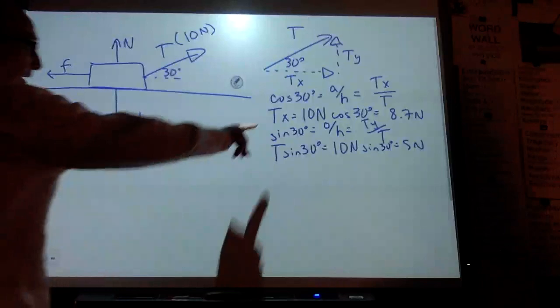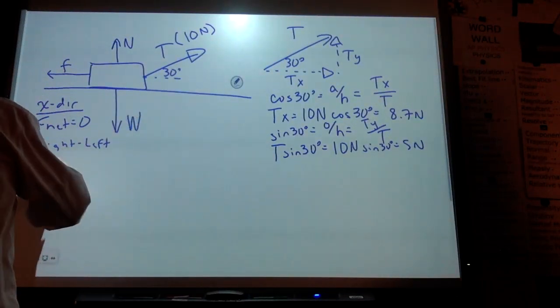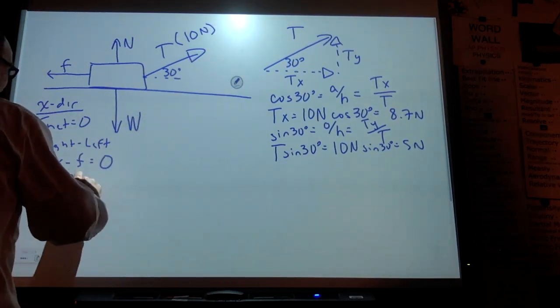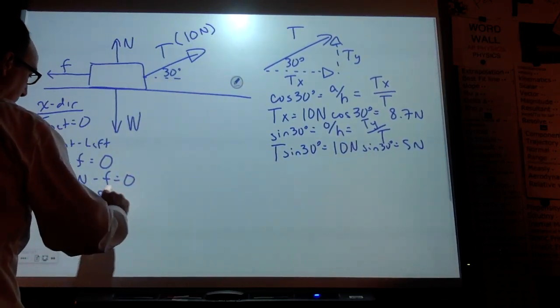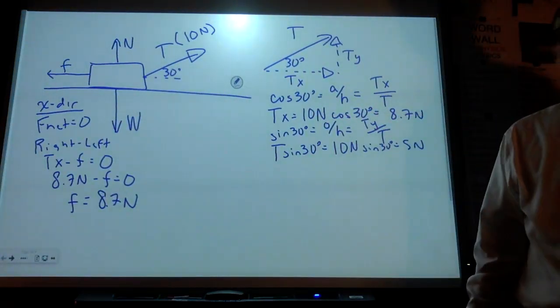So going to the right, I have Tx. Going to the left, I have friction. So we're saying that this is 8.7. So my friction is 8.7 newtons.